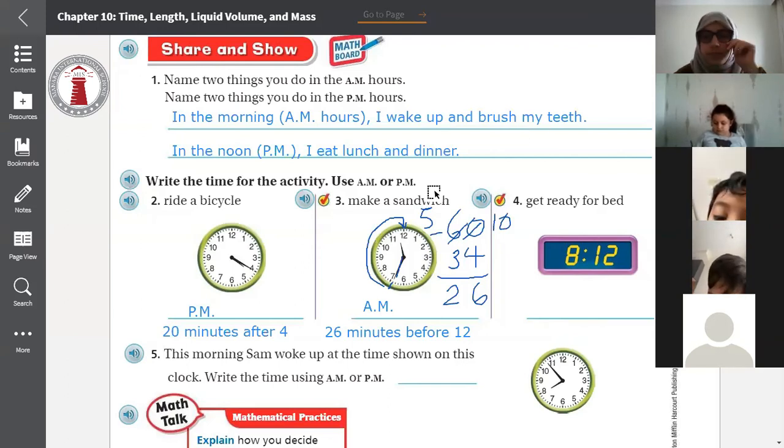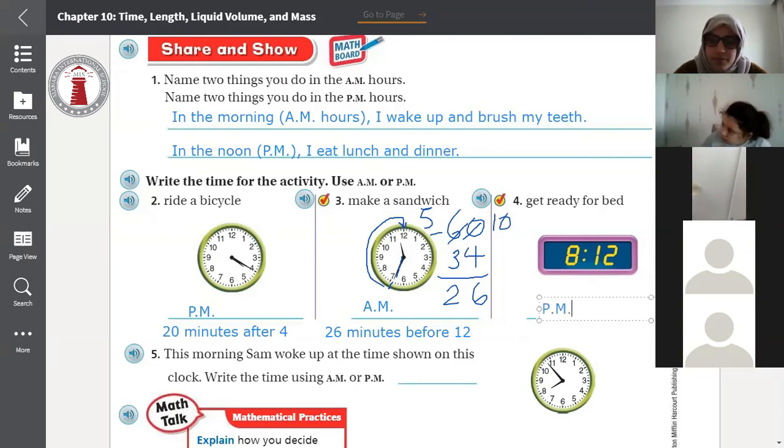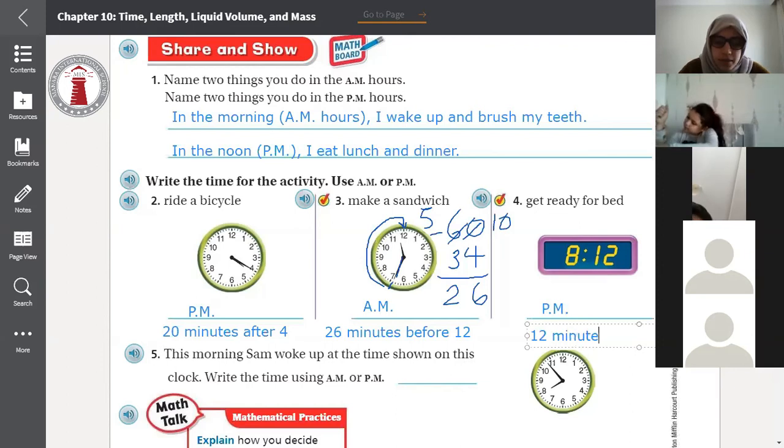Yazan. Number 4. The activity says get ready for bed. Is this something you do in the AM or PM? AM. You get ready for bed in the morning? Oh, PM. Yes, this is something you do in the evening. Well done, Yazan. And how do I say the time here? 12 minutes after 8. Excellent. Well done, Yazan.